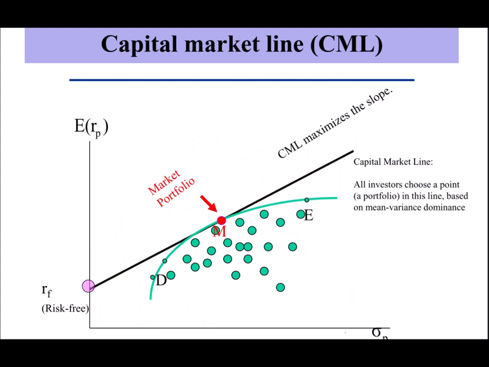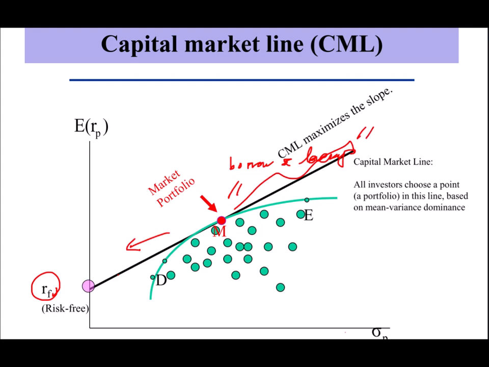Let's say you are a risk-averse investor. Then you want to put more wealth into risk-free asset. Or let's say you are a less risk-averse investor. You want to borrow from the bank at lower interest rate and you want to leverage your stock market investment. So your choice will be in this line segment if you are a less risk-averse person.